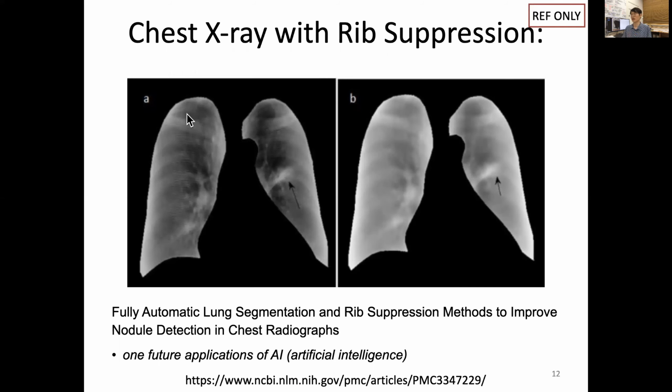So we can use machine learning nowadays, so that after enough training, we can recognize these ribs, and then we can remove them by machine learning or artificial intelligence, which will allow our radiologists to detect small changes easily.